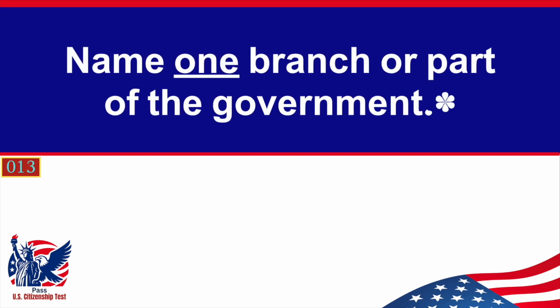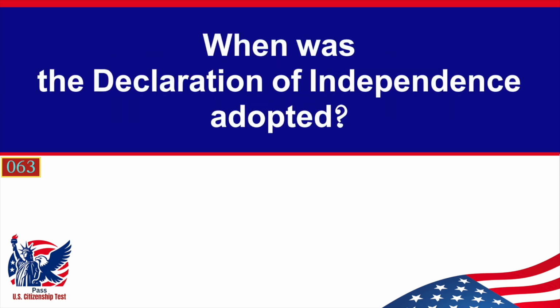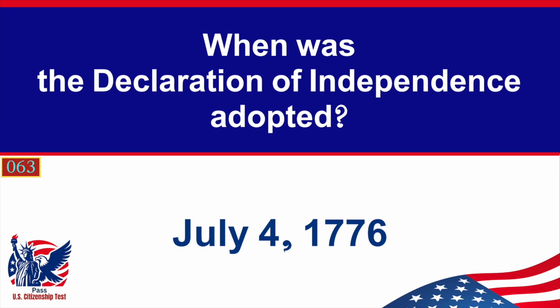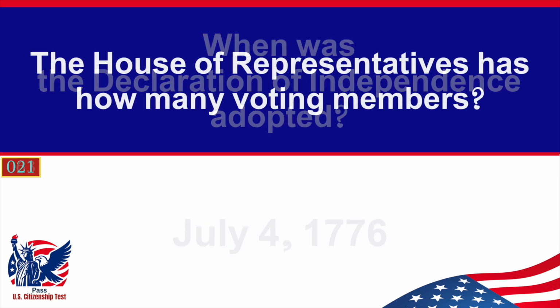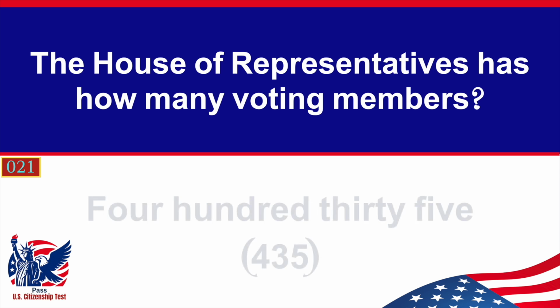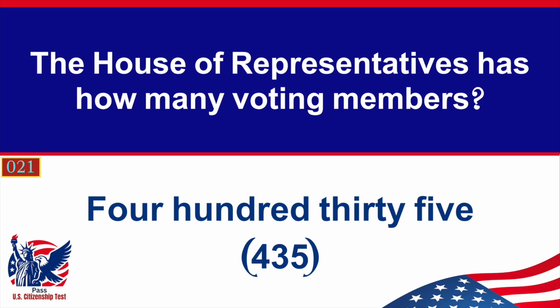Name one branch or part of the government. Congress. When was the Declaration of Independence adopted? July 4, 1776. The House of Representatives has how many voting members? 435.